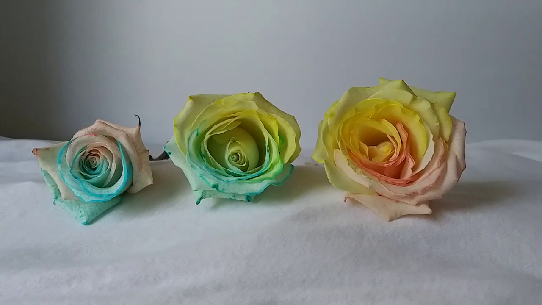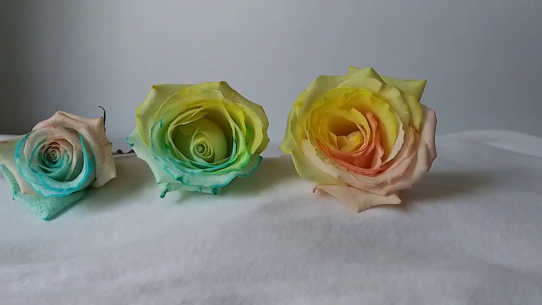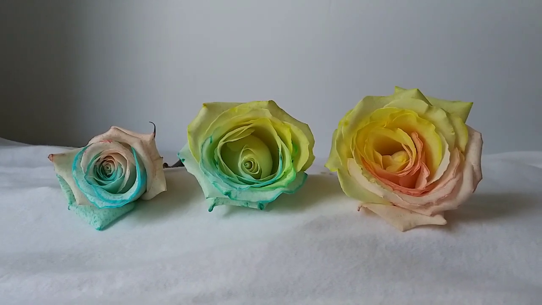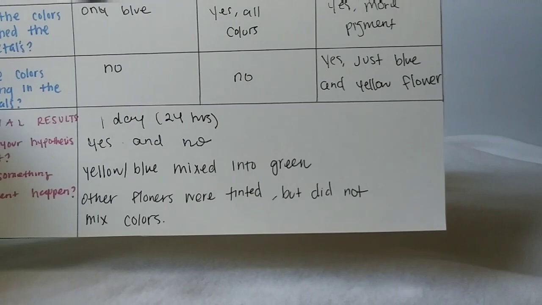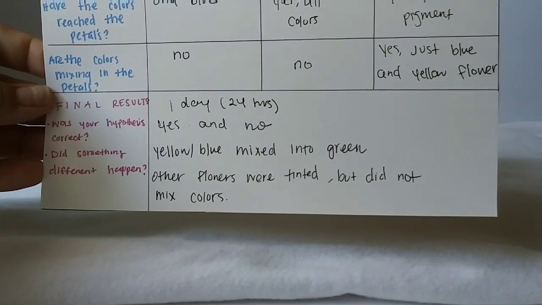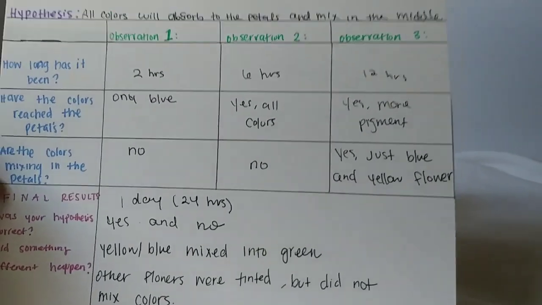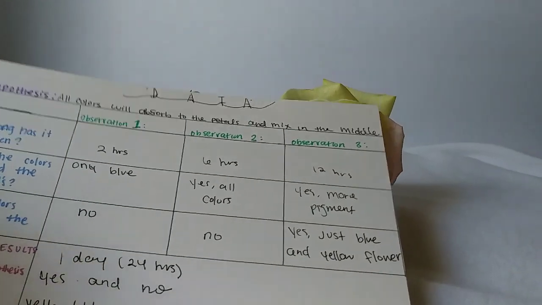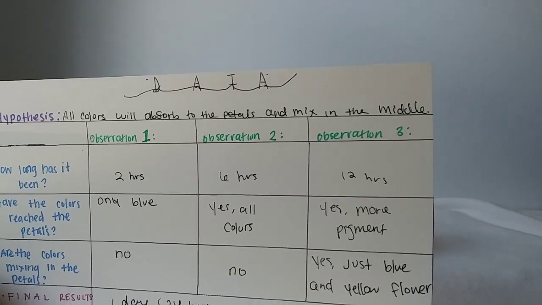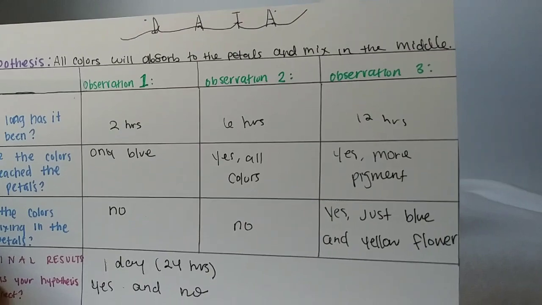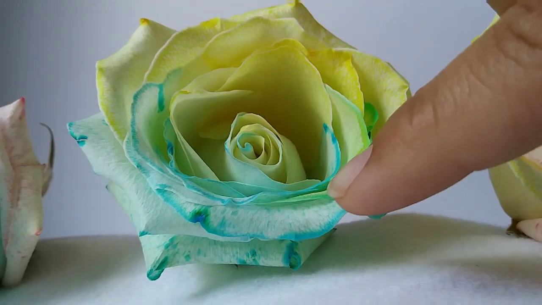Okay, it's been 24 hours, one whole day since we placed the roses in colored water. I have filled out the last part of my data chart. The first question is, was your hypothesis correct? And I said yes and no. First, my hypothesis was all colors will absorb to the petals and mix in the middle. I said yes and no because the flower with the yellow and the blue mixed together to make green.